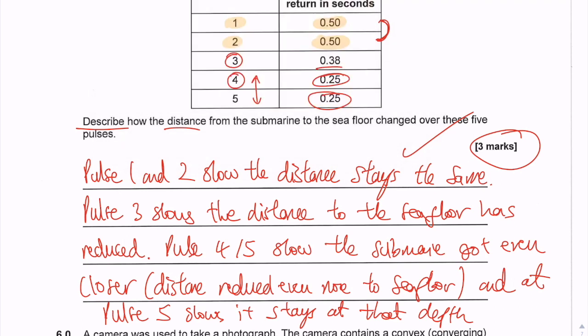So those of you said, broadly, most of you in the entirety of what you've written only got 1 mark. Most people only got 1 mark because you say it shows the distance reduces. Okay, and it does overall from 1 to 5, but what they're looking for in those 3 marks is a bit more of an analysis. So pulse 1 and 2 show the distance stays the same. First mark. Second mark, the fact that 3 shows that the distance to the seafloor has reduced. And then the third mark is 3 and 4, the distance reduced even more, and then 5, it stays at that same depth. That was your third mark there.